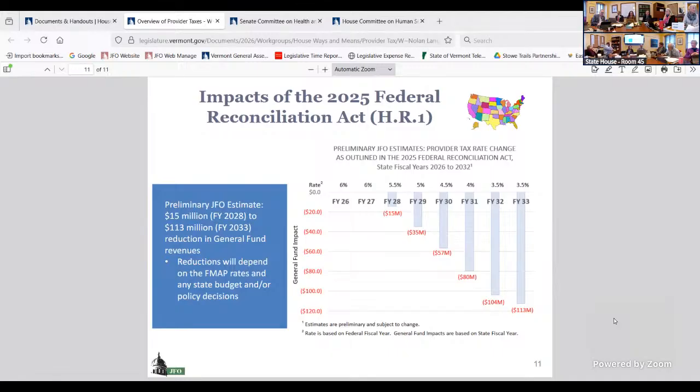So optional services would be things like dental, chiro, prescription drugs. They're all going to be optional. We can drop those. And then same with certain populations and certain services, like our V-Farm program or some of our expansion populations. Those are all things that we have the allowance to reduce if we choose to.